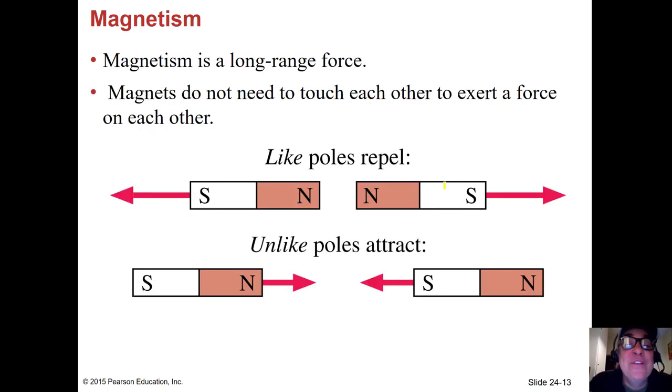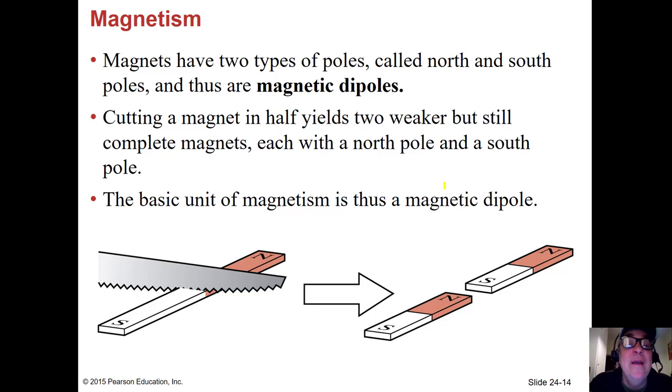So magnetism is a long-range force. What does that mean? The magnets don't actually have to be in contact with each other. Just like charges don't have to be in contact with each other for them to experience a force on one another, magnetism is the same way. It's a long-range force. Things don't have to be in contact. Magnets always have two poles, north and south. So we always have a dipole situation with the bar magnet here.